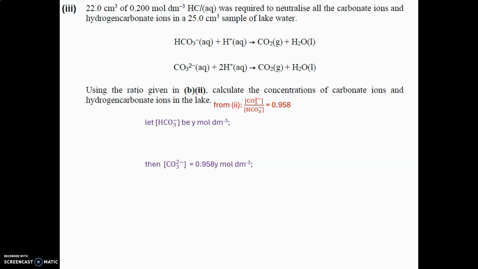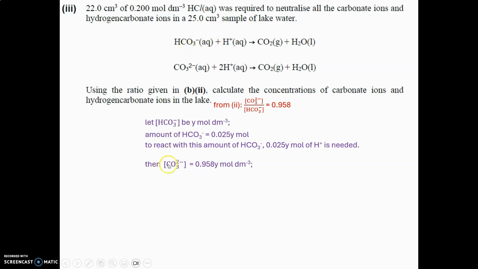Then we're going to calculate the amount of both ions in the lake water. So the amount of hydrogen carbonate ions will be concentration times volume. Volume is 25 cm cube. So the amount of hydrogen carbonate ions is 0.025 Y moles. And comparing this with the stoichiometry of this equation, we will need the same amount of hydrogen ions to react with this amount of hydrogen carbonate ions.